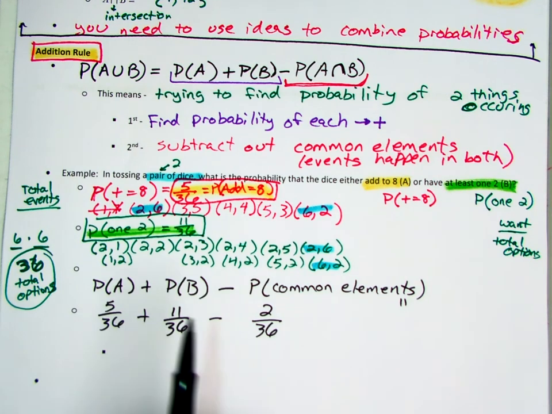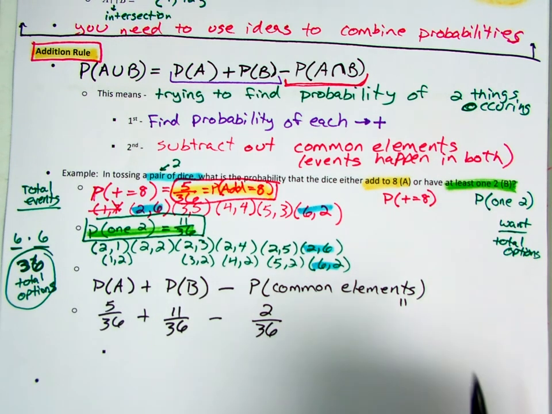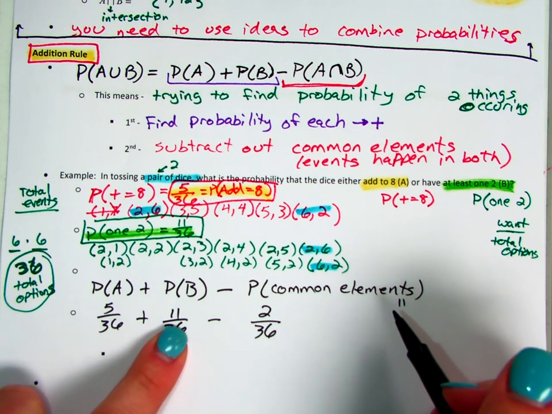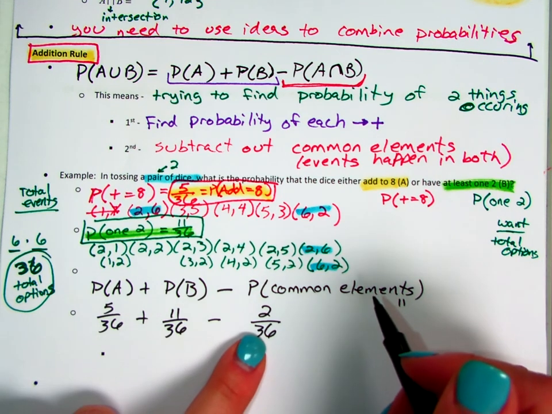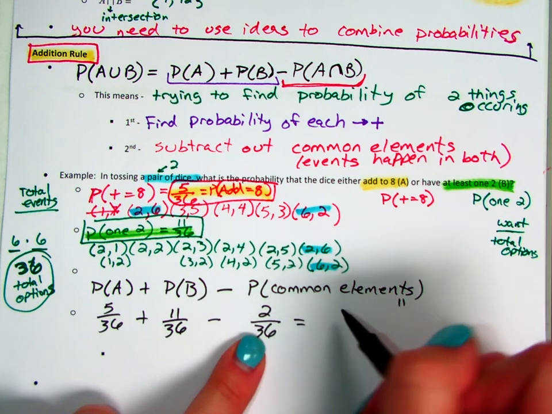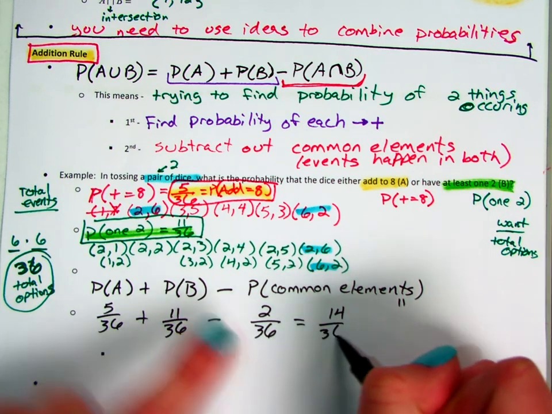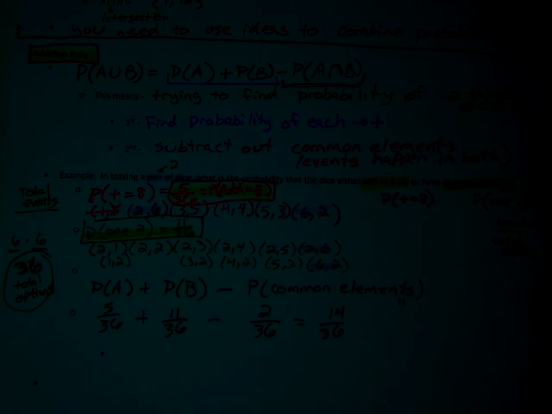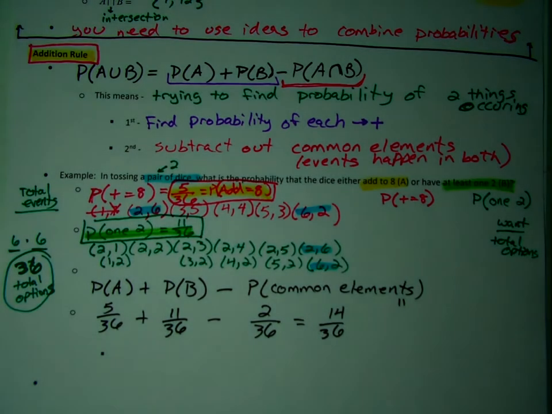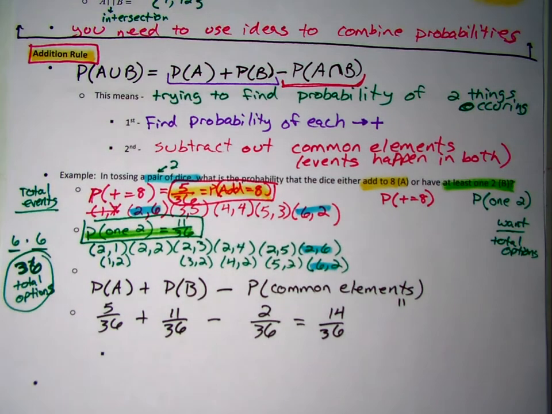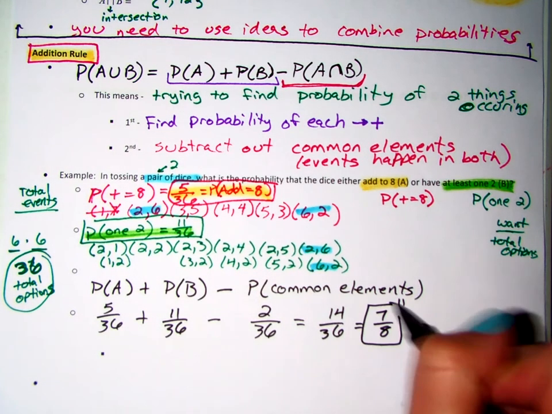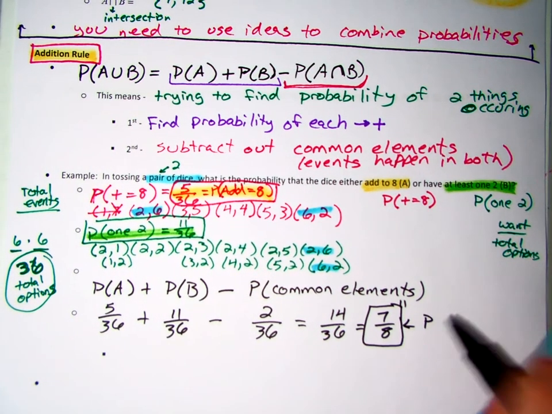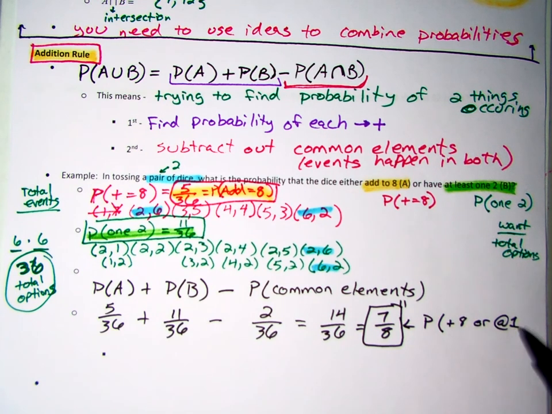Okay? Because we have to, again, add the probability of each and take out whatever's in common. So 5 plus 11 is 16. And 16 minus 2 is 14 out of 36. Sorry, it'll come back up in a minute, the light. Okay, so 14 out of 36 reduces to 7/18. So this is my probability that they add to 8, or at least one 2.